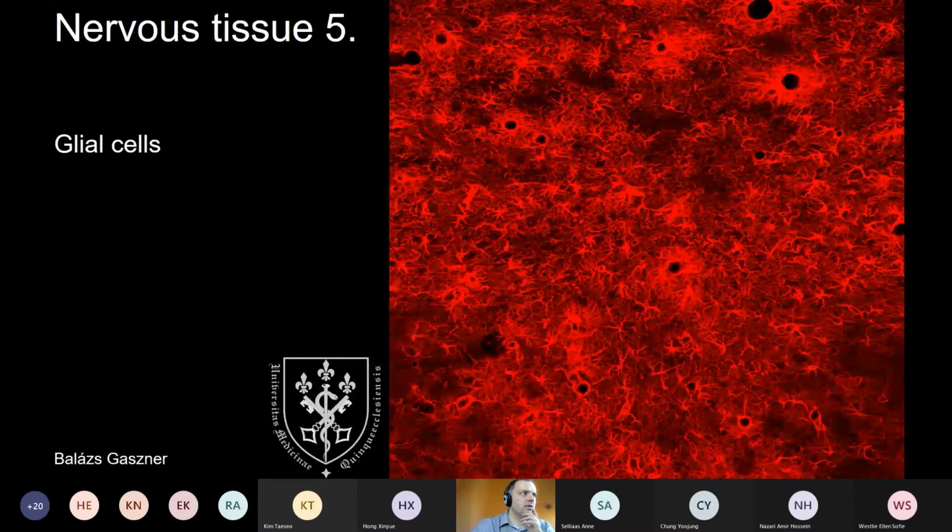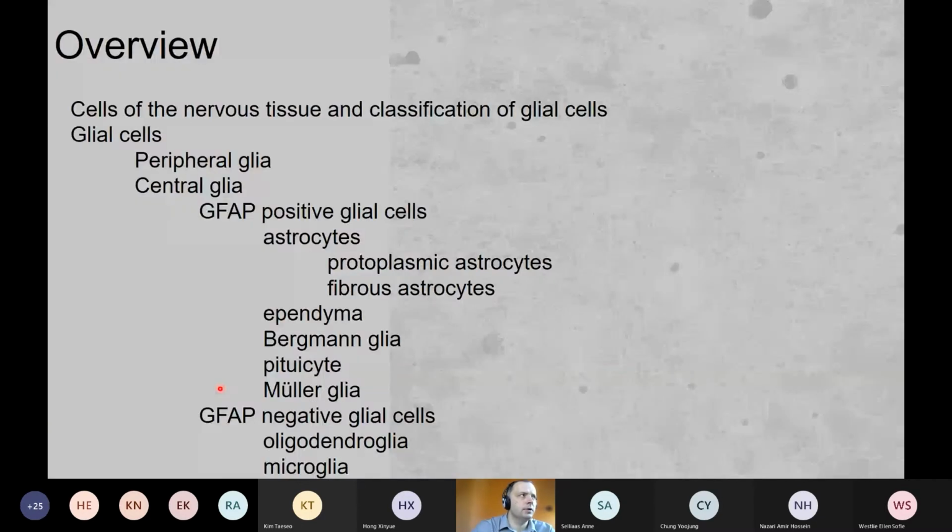Today I would like to finish the block of the neurohistology lectures, and this talk is about the glial cells. In the upcoming 45 minutes, I will try to summarize the most important points to figure out what the main functions of the glial cells are, and I have to put some emphasis on their function and structure as well.